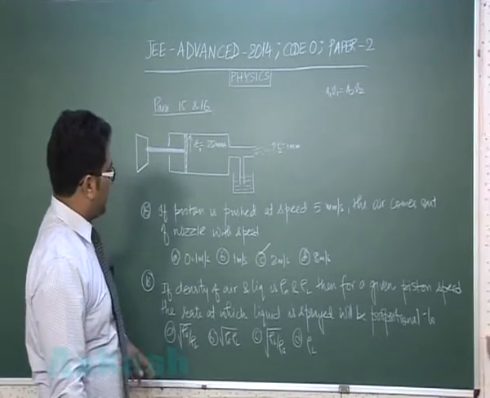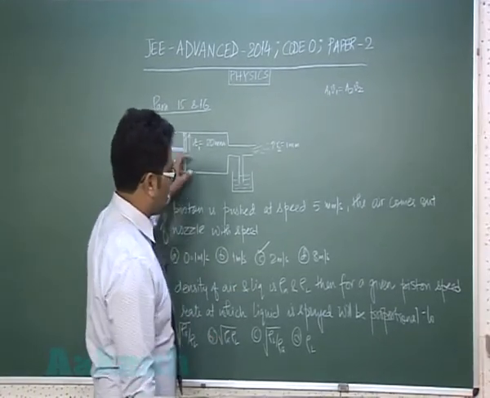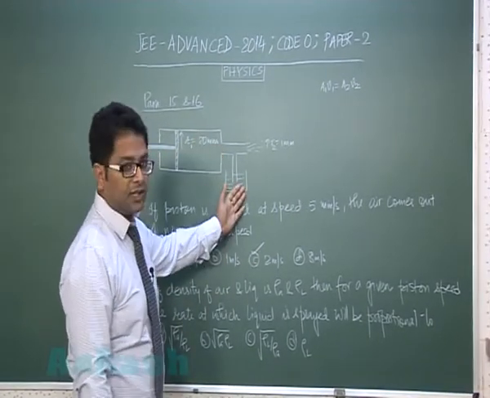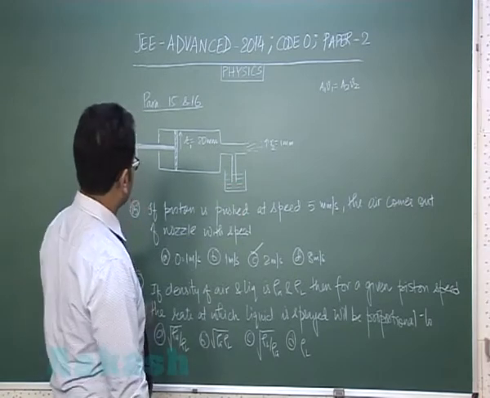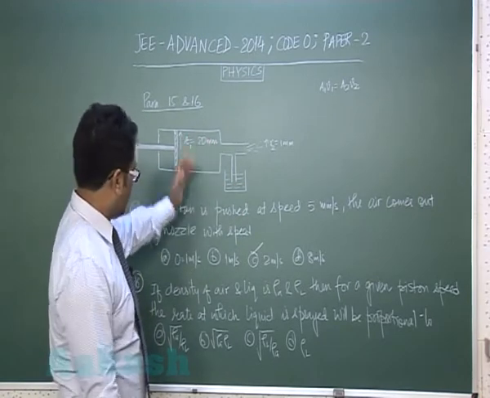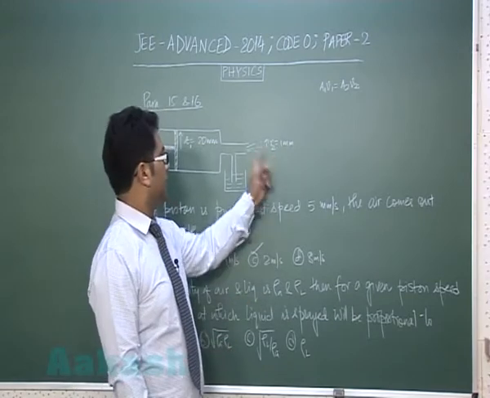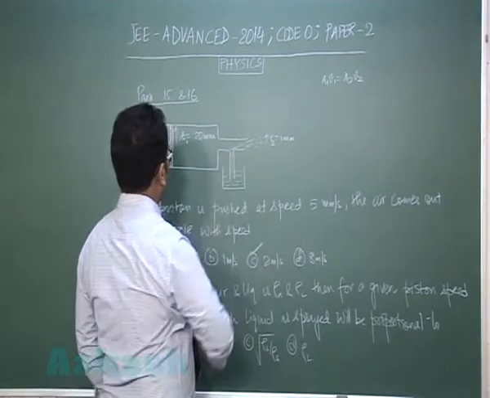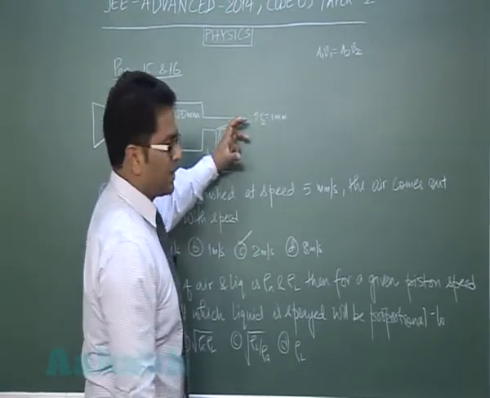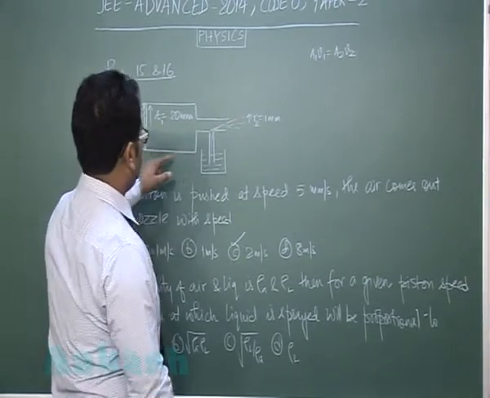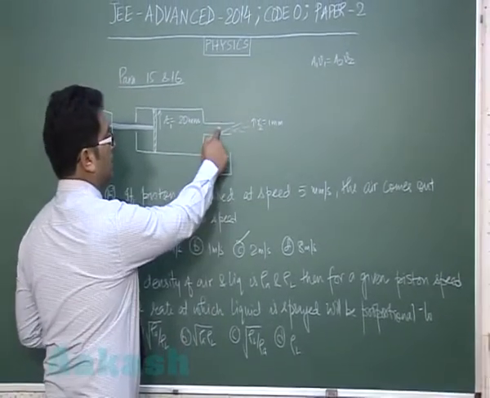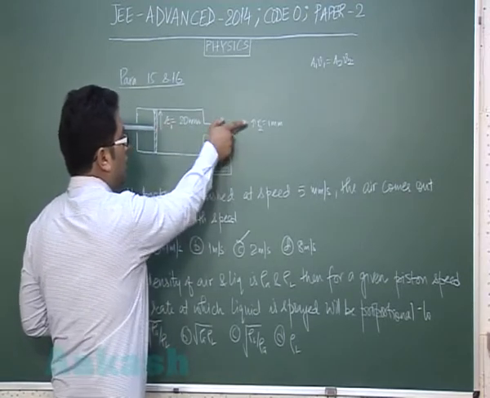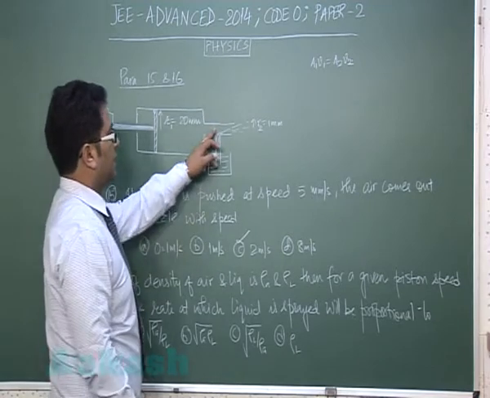Question number 16. If the density of air and liquid are rho A and rho L, the density of air here is rho A, the density of liquid is rho L, then for a given piston speed, the rate at which liquid is sprayed will be proportional to what. Now the point is, as I push the piston, there would be a pressure difference. Originally here there was P atmospheric, but as the air gushes through this pipe, the pressure here decreases.